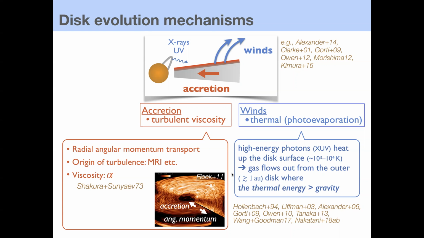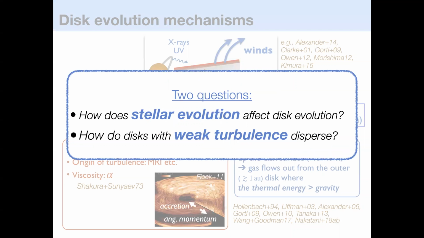So far, this framework is thought to be successful, but there still remain unresolved problems. In this talk, I'd like to focus on two questions. How does stellar evolution affect disk evolution? How do disks with weak turbulence disperse? So let me start with the first question.